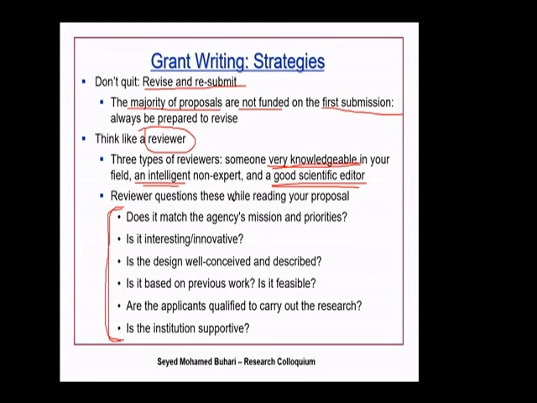Number one, they will see whether the priority of the agency matches your proposal, whether your proposal is interesting and innovative, whether it is well written, is it related to the previous work, is it feasible. Are you talking too much about something that cannot be done, and you are just making it up? And they will check whether you are qualified to do the research, and whether the institution by which you are applying is supportive. So they look for these factors to accept or reject your proposal. Look at this. Most of these are not relevant to your academic paper writing.